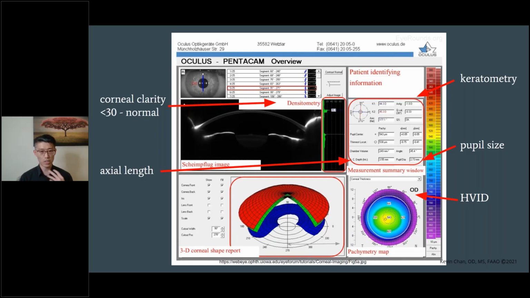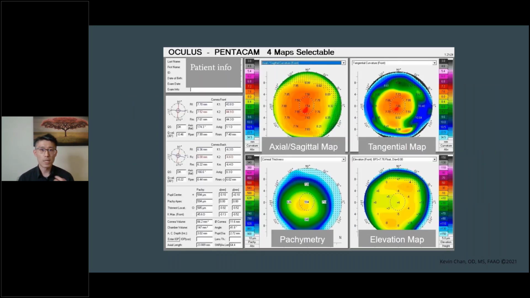Typically, you're not just taking the image, you also want the image to be of good quality. So we're aiming for the corneal clarity in the Pentacam to be less than 30, and that is considered normal. Anything higher than 30 will be considered somewhat borderline, or the image will turn out to not be able to be interpreted.